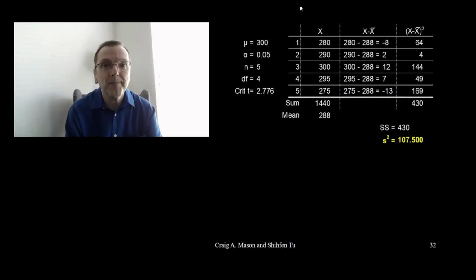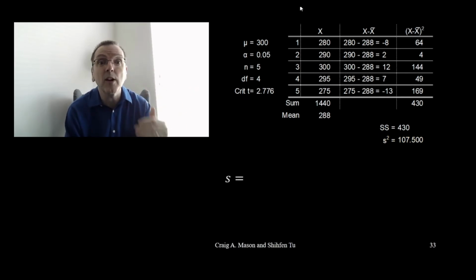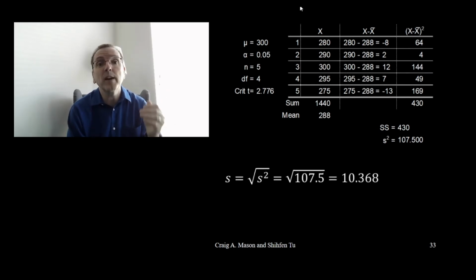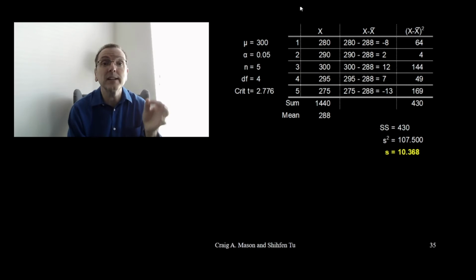Nice, right? Next, let's use the variance to calculate our standard deviation. That's s, lowercase s again, because it's our inferential version. And the standard deviation is just the square root of the variance, which is the square root of 107.5, which gives us 10.368. So our standard deviation is 10.368. So far, so good.